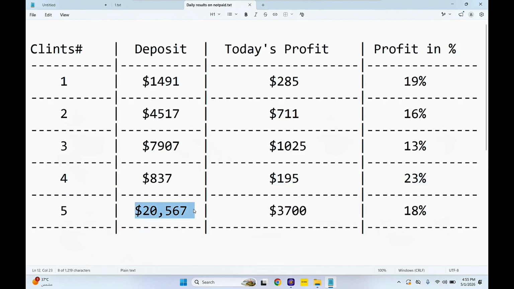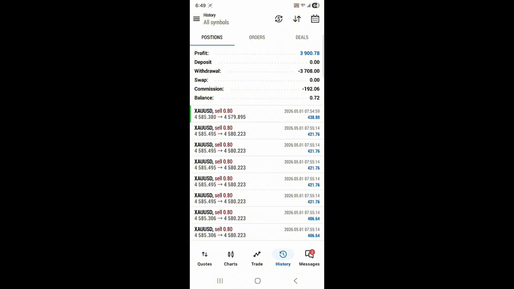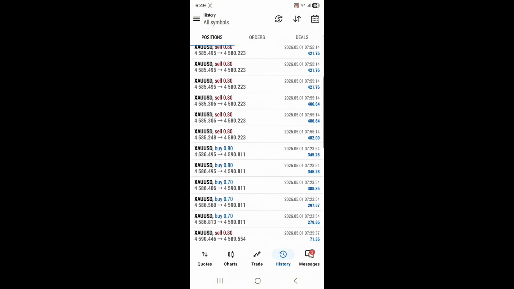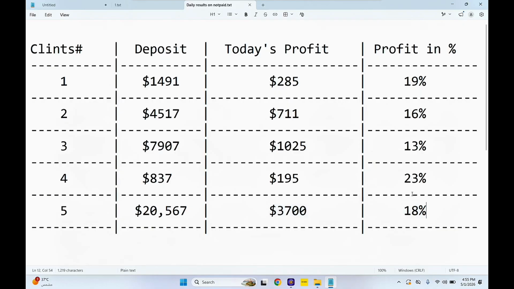This is another client and his deposit was $20,567 and his today's profit is $3,700 and that is 18% profit. And this is the account of client number 5 and you can see his today's profit which is $3,700 and his deposit amount is $20,567. So guys, now let's move to the second part of the video and let's discuss some frequently asked questions.